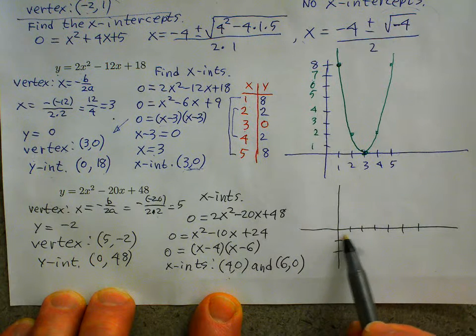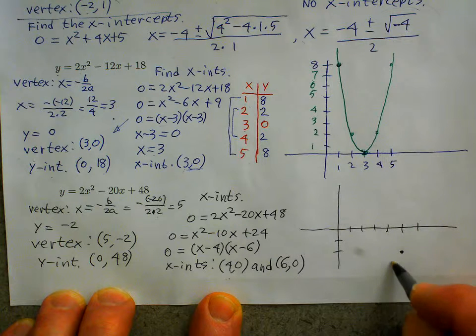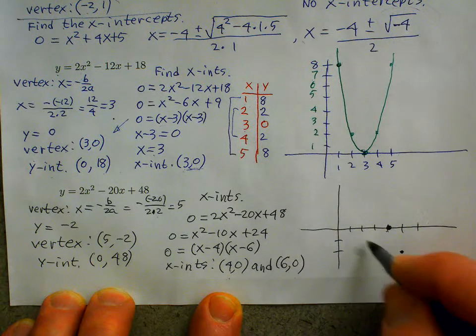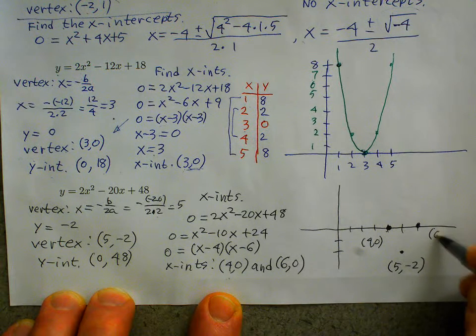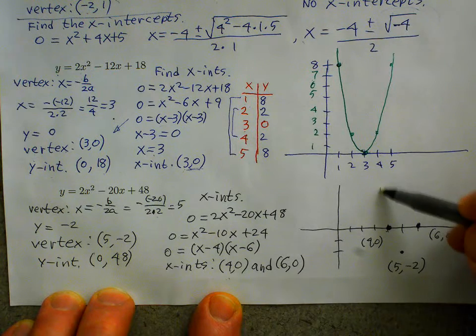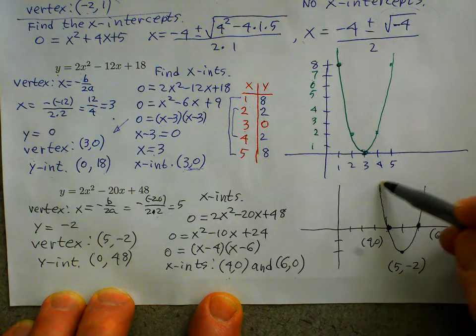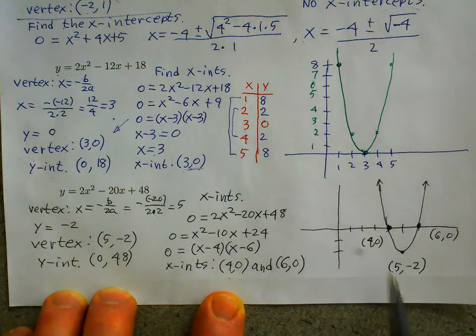Here the vertex, 5, negative 2. One x-intercept is 4, 0. The other x-intercept is 6, 0. We can sketch the graph with 3 points. You can plot more points if you want to, but that pretty much tells us what we want to know about the parabola.